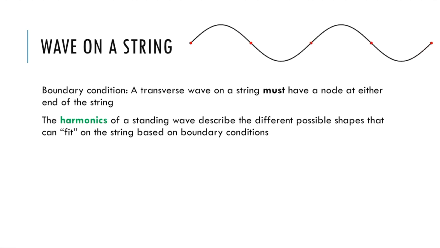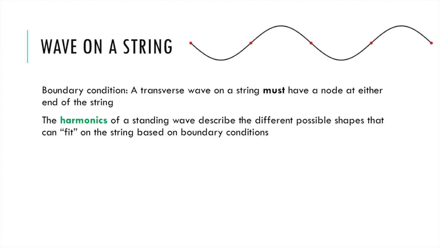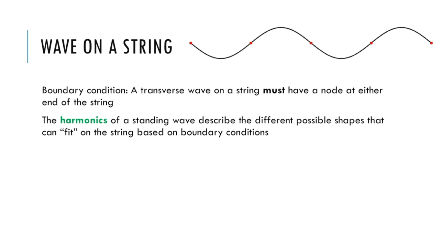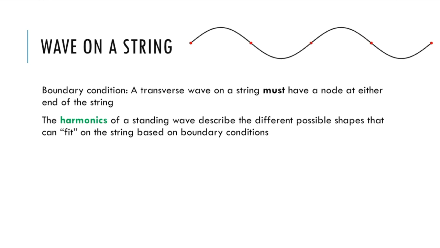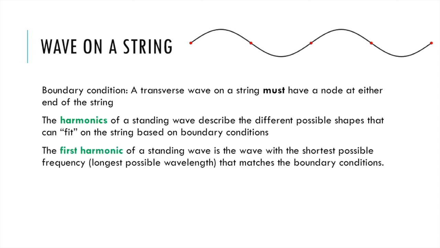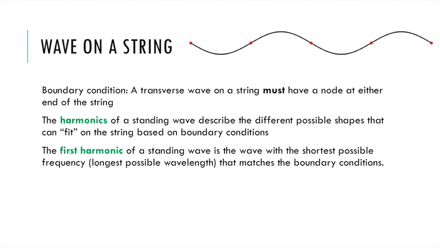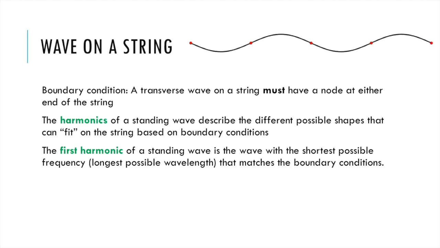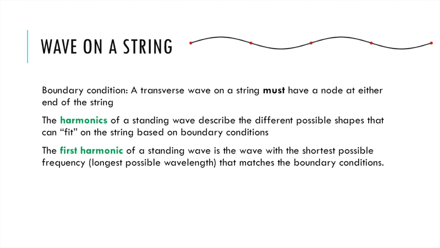Which means there's only a certain set of frequencies or wavelengths that can fit on the standing wave given those boundary conditions. The different possibilities that exist we call the harmonics. And the first harmonic we define as a wave with the lowest possible frequency or the longest possible wavelength that can match the conditions.